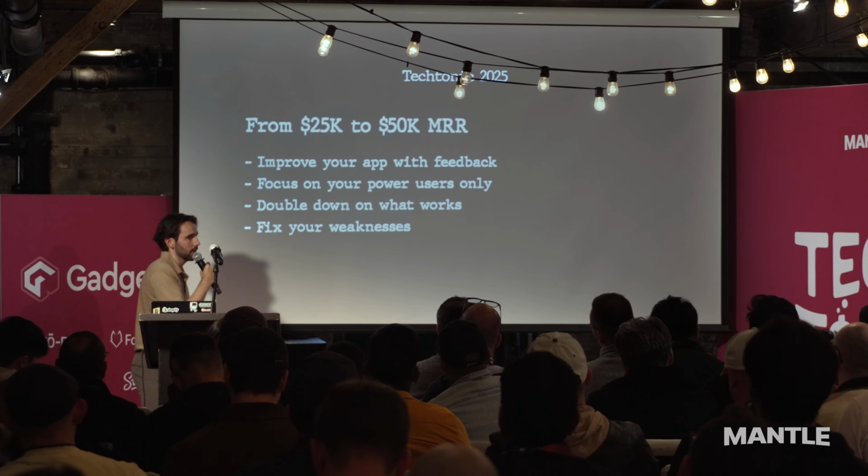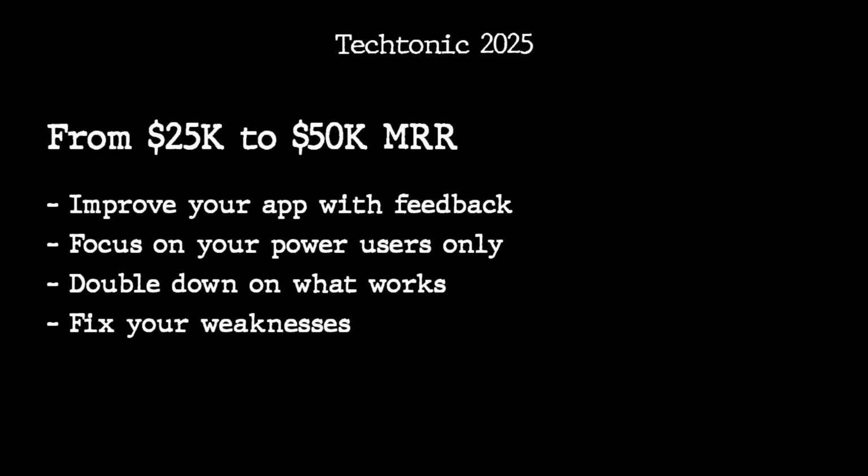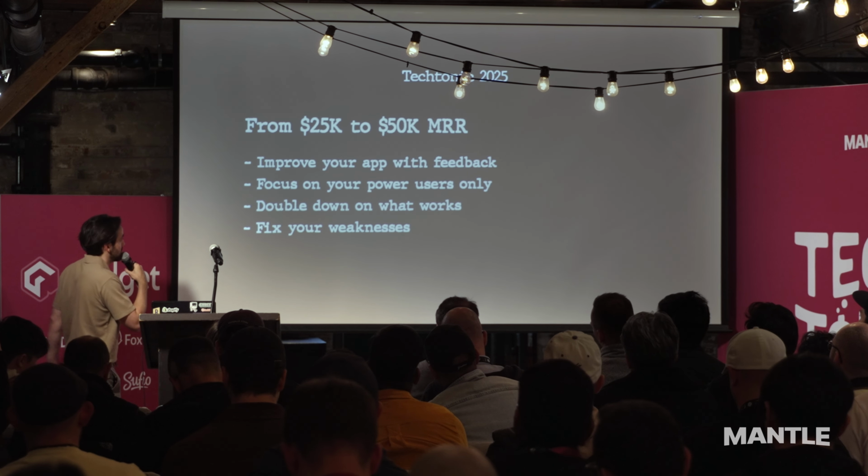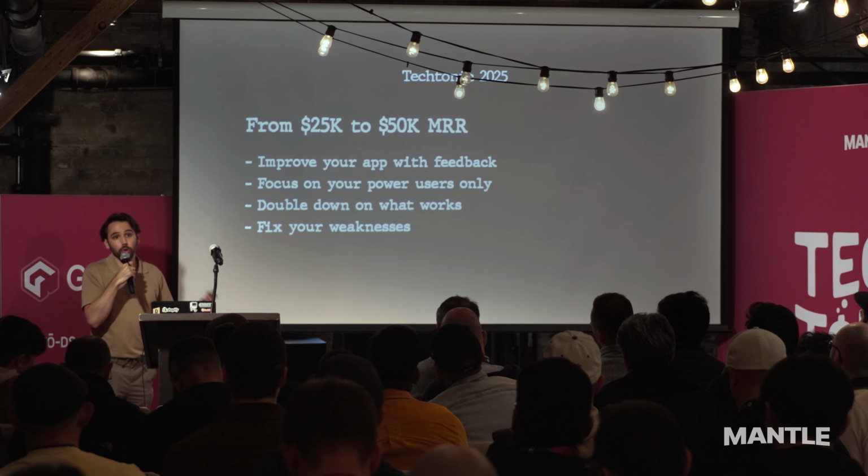25K to 50K. At this point, you're good. You have a business that is working. And what you have to do is just improve your app with feedback. Talk to as many of your users as possible. Ideally, you should talk to your power users. It means the users that have been using your app for a long time. These are the best users. Focus on your power users only. This is what I said. And double down on what works.